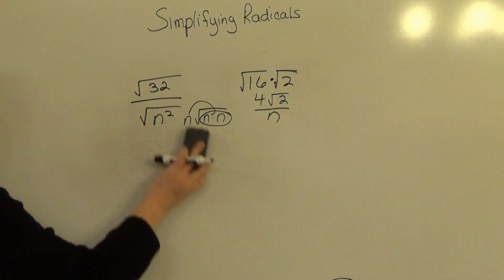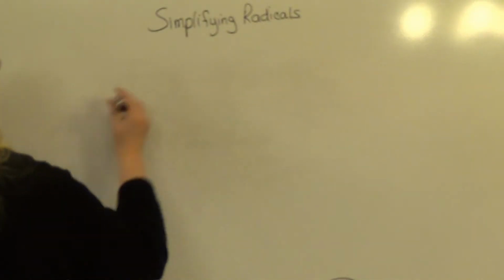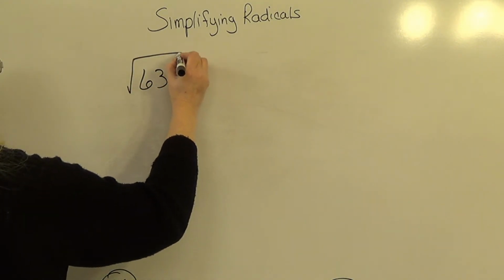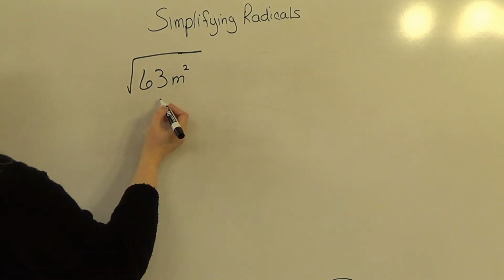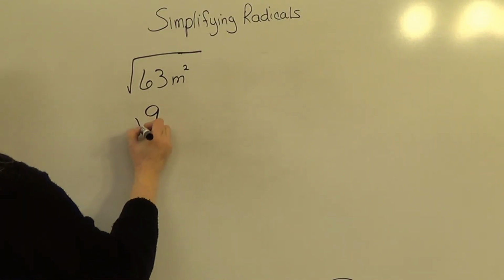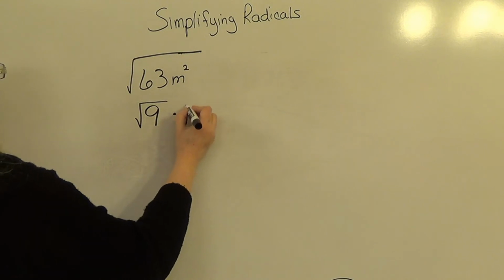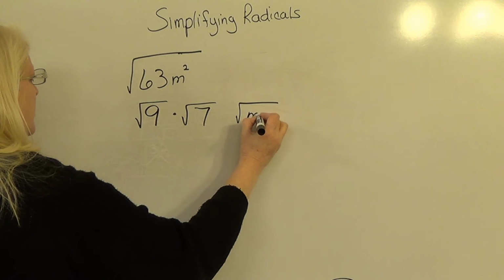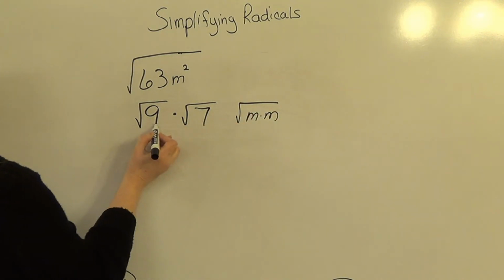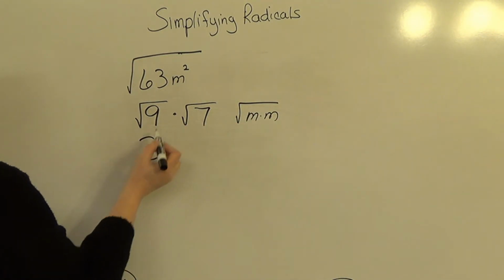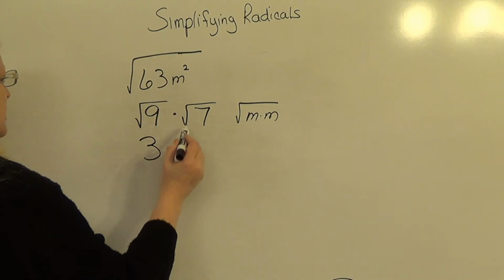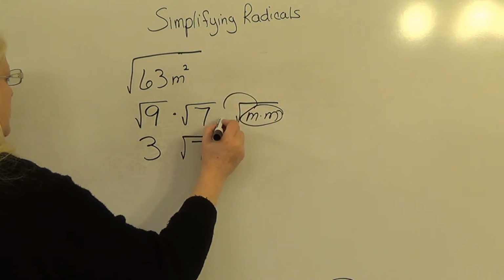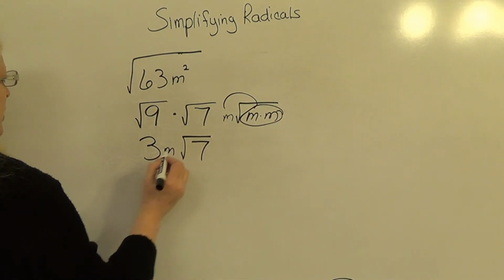All right, let's try 2 more problems. Okay, 63 has a perfect square in it. So we get 9 times 7, and then this would be m times m. So the square root of 9 is 3, and then times 7, and then we have 2 m's here, so one of them comes out, and it would be right there.